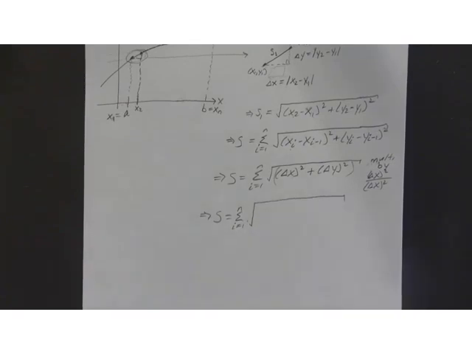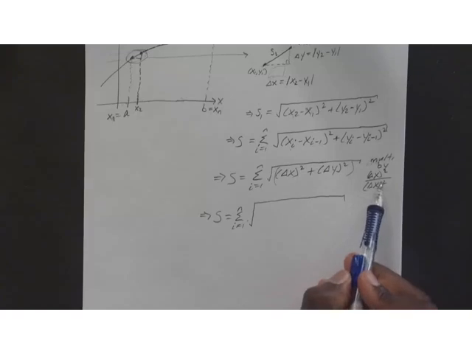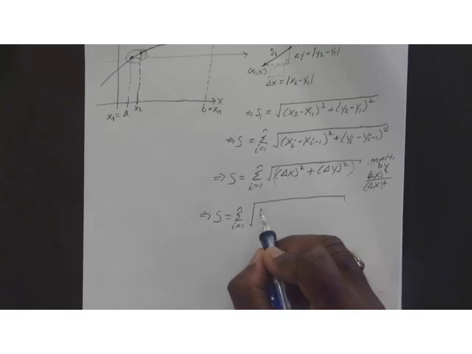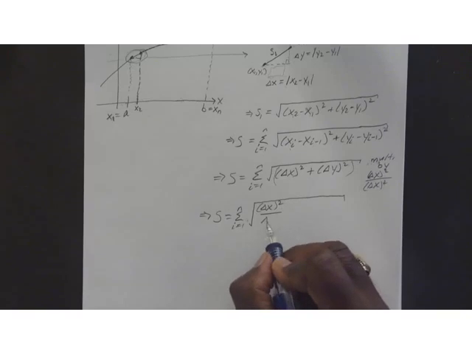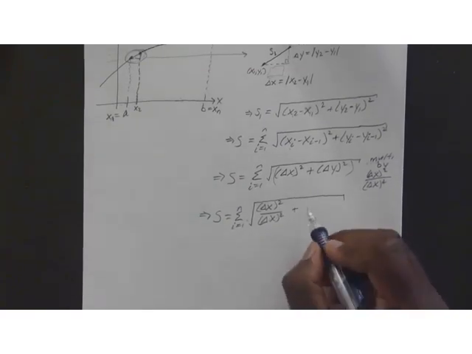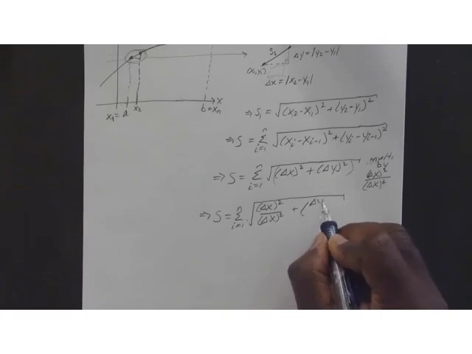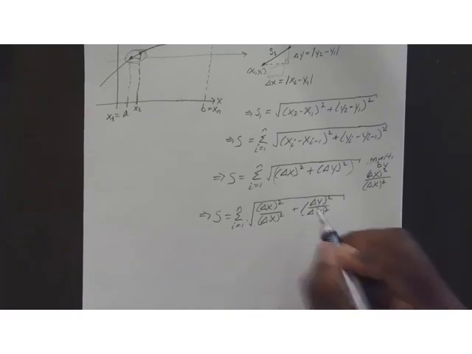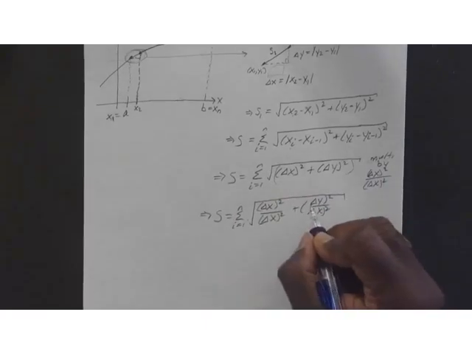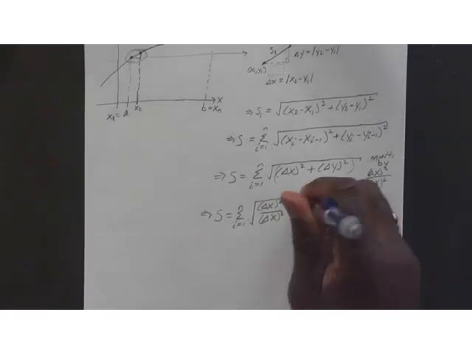So if we multiply the denominator by the square root of x squared, then that'll just give us the square root of delta x squared divided by the square root of delta x squared, plus delta y divided by delta x squared. Let me separate those instead of putting them as one.